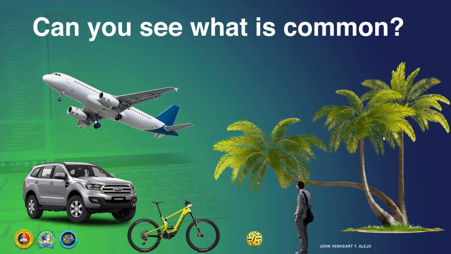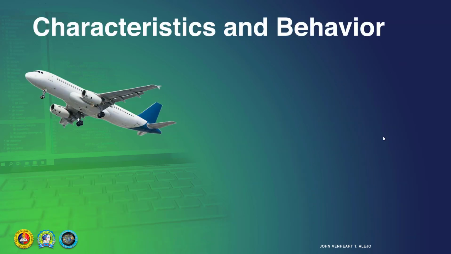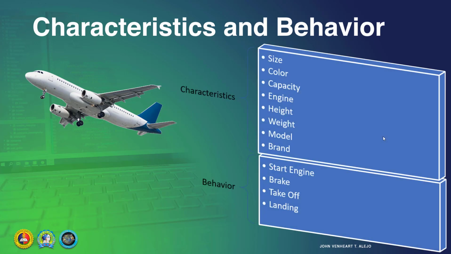So what is common? Common are the characteristics and behavior. Every object in the real world has its own characteristics and behavior. Like this plane, it has its own characteristics: a size, the color, the capacity, the engine, the height, the weight, the model, the brand. All these characteristics can describe this plane.